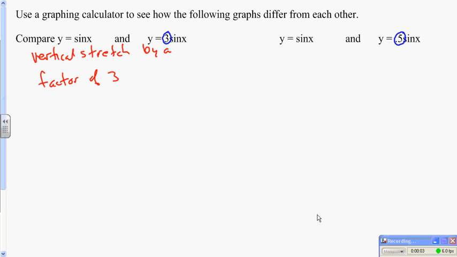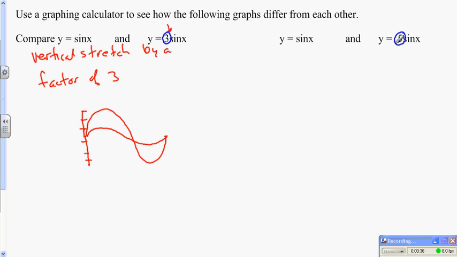Lesson 14.1, Part B. We just talked about how having a number in front of sine caused your graph to go from a function like this and become steeper. It does that by a factor of 3. So where it was going as high as 1, now it's going as high as 3, and the same in the other direction.